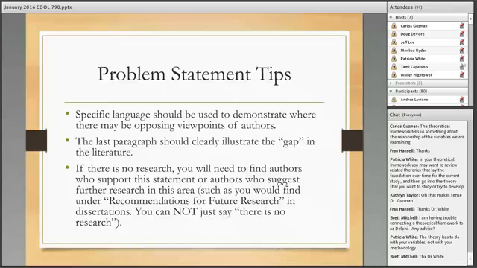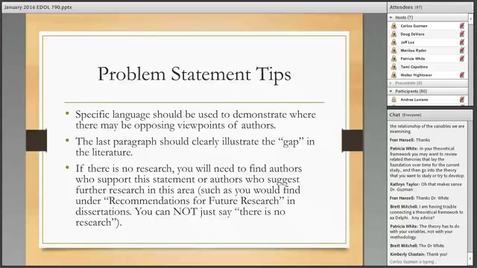So a couple of problem statement tips, and we'll send you this PowerPoint so you can refer to it when you're writing your problem statement. Or I think you might actually have a similar version of this presentation already in the course. But the problem statement is a good place to really talk about opposing viewpoints of authors, because that sets the stage for, this author says this, but these authors say this, and that kind of conflict creates the problem, why you need to come in and research this further.